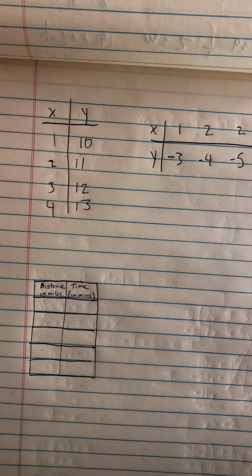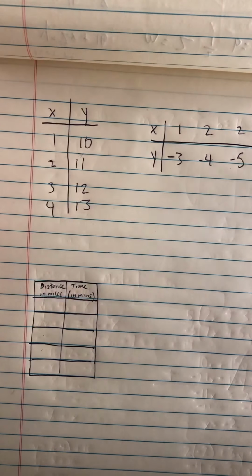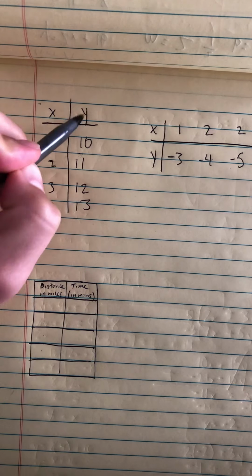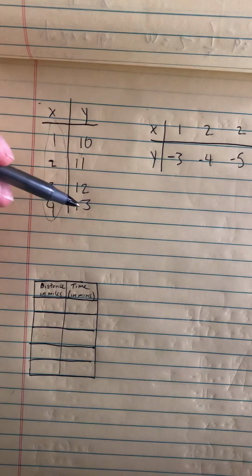Now remember, with functions, for every input, you have exactly one output. So I have three problems here that we're going to look at, and then we're going to look at part A for the open-ended. So we have X and Y. X is our input, Y is our output. And if I look at all of my inputs, they have exactly one output.